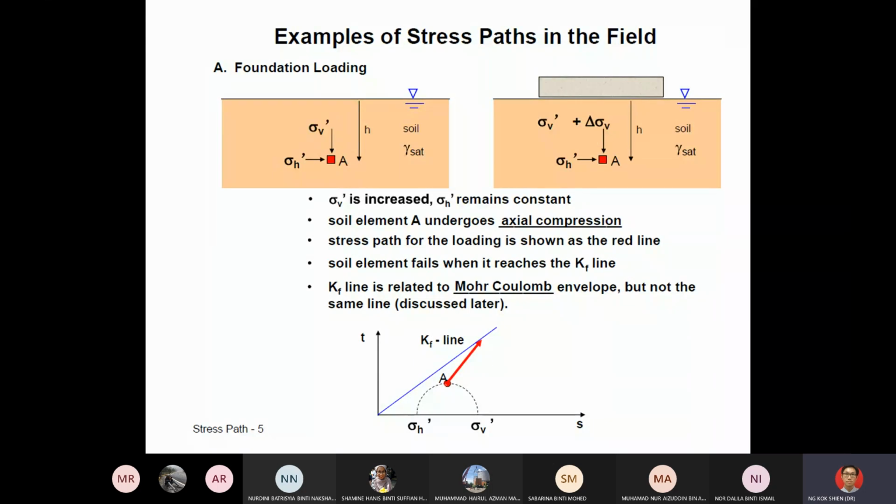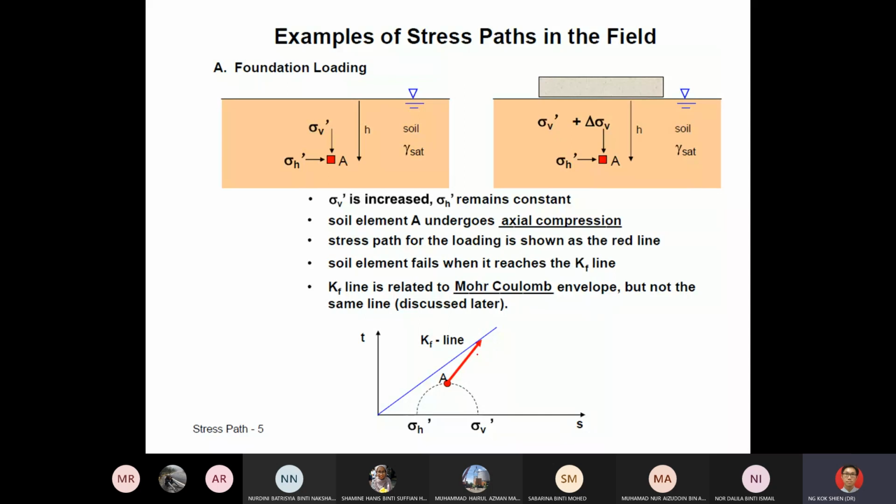So the initial point is here. When you apply the loading and delta sigma V increases, then it will go 45 degrees going up. Then it will eventually fail, at the point when it touches this Kf line. This Kf line is related to the Mohr-Coulomb envelope, but not the same line. We'll discuss this later. So when the soil is subjected to axial stress in a drained test, it goes 45 degrees.